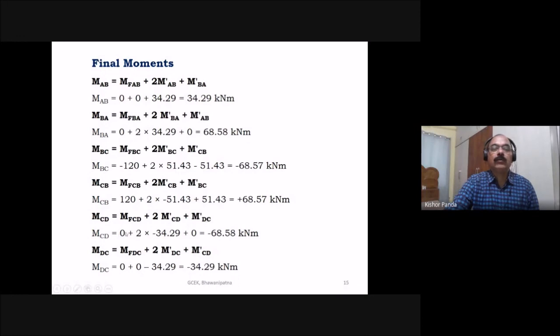Then MCD is equal to MFCD plus twice M dash CD plus M dash DC. So MCD is equal to 0 plus 2 into minus 34.29 plus 0. So this is equal to minus 68.58 kilonewton meter. Then MDC is equal to MFDC plus twice M dash DC plus M dash CD. MDC is equal to 0 plus 0 minus 34.29, which is minus 34.29 kilonewton meter. So these are the final moments.